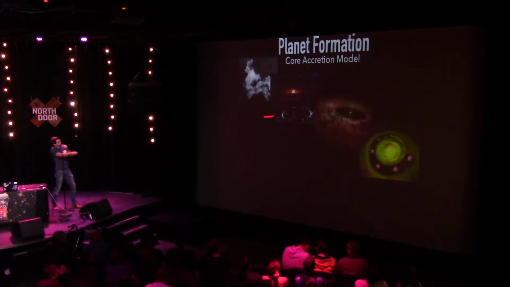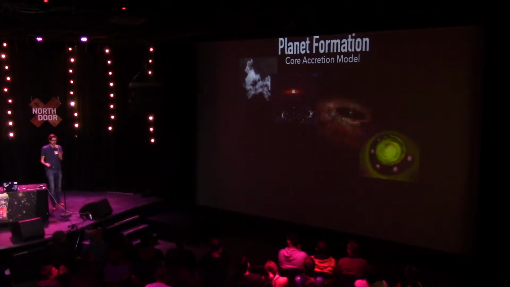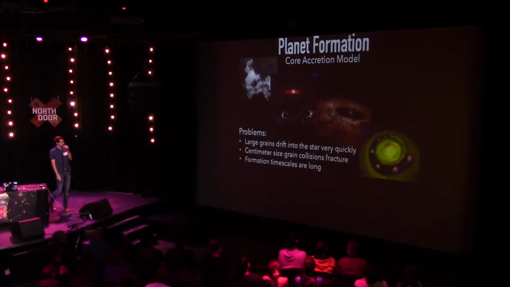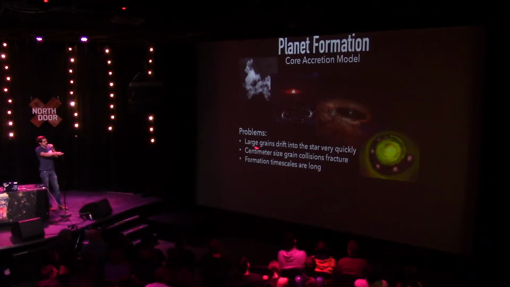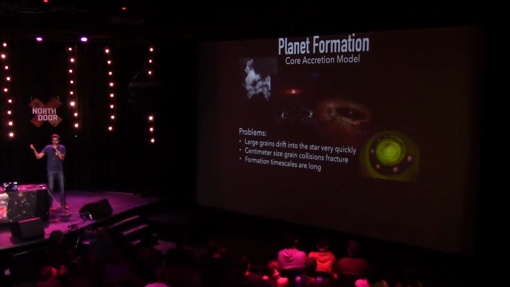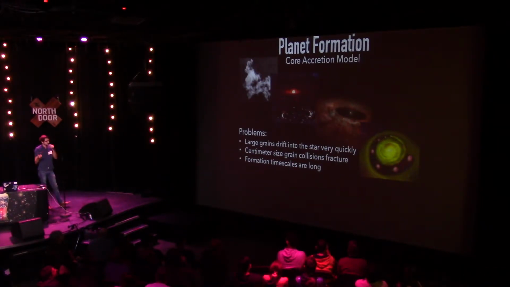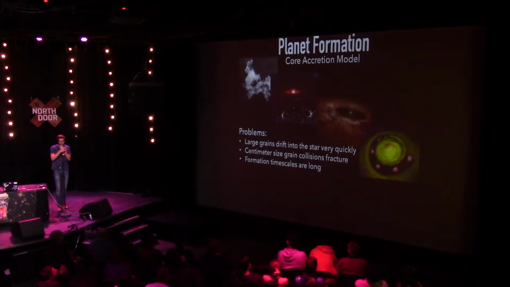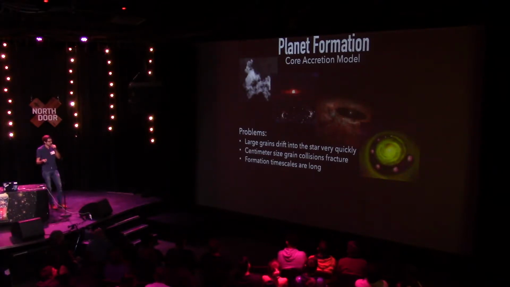And while this core accretion model is the most widely accepted idea of how planets form, it has these three major flaws. The first is that once grains become large, roughly a millimeter in size, we expect that they're very quickly going to drift into the central star. And I'll talk about how that happens in a second. But if we can somehow overcome that problem, we come to our next problem, which is that centimeter-sized grains, based on what we know about dust in laboratories, we expect that those should shatter when they hit each other rather than combine to make larger objects. So that's our second problem. It's called the centimeter-sized barrier.